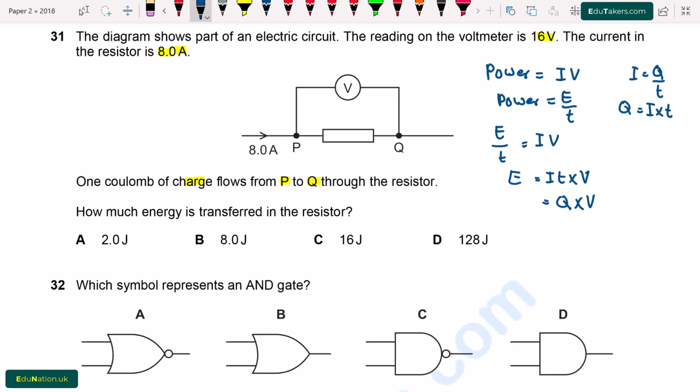Because here we don't know the value of the time, that's why I put the value IT is equal to Q. Now I am going to put values. Q is given 1 coulomb multiplied by the potential difference 16 volt. So energy will be equal to 16 joule. It is given in option C. So C is correct.